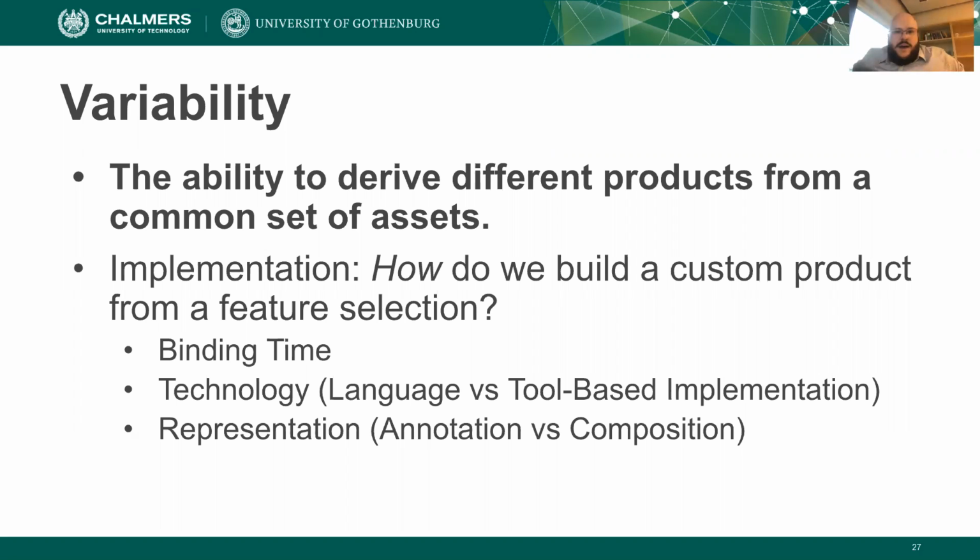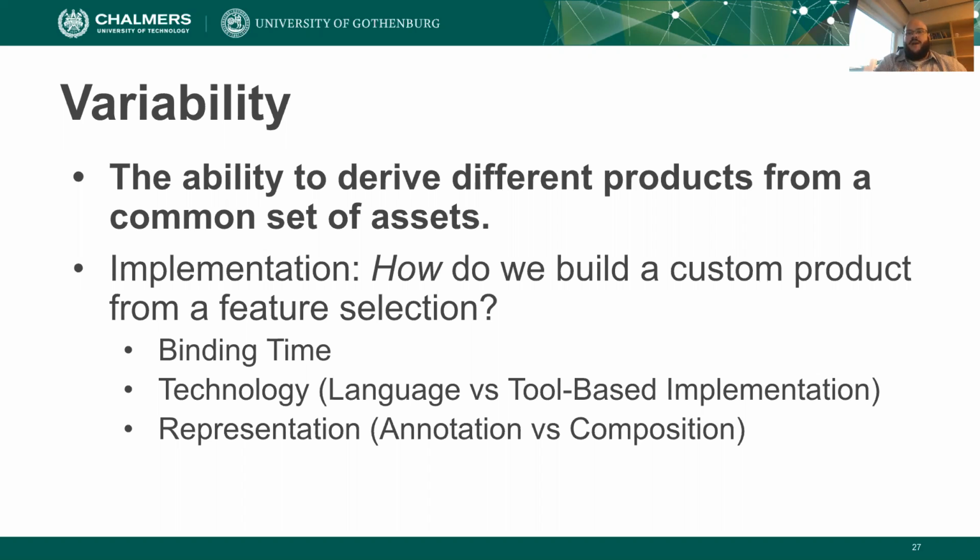To implement your product lines efficiently, the underlying code has to be itself variable. And variability is a very general concept. So to make this more specific, we're going to define variability specifically as the ability to derive different products from a common code base of assets.